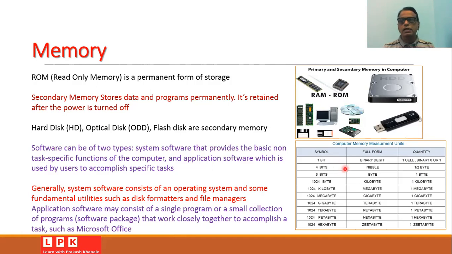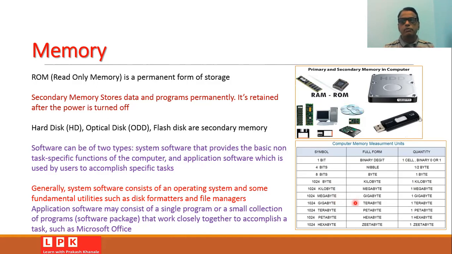A group of 4 bits is called a nibble. It is also called a half byte. 8 bits is called a byte. 1 kilobyte stands for 2 raised to 10 bytes, or 1024 bytes. 1K into 1K, that is 1024 kilobytes, is called 1 megabyte. 1024 megabytes is called a gigabyte.